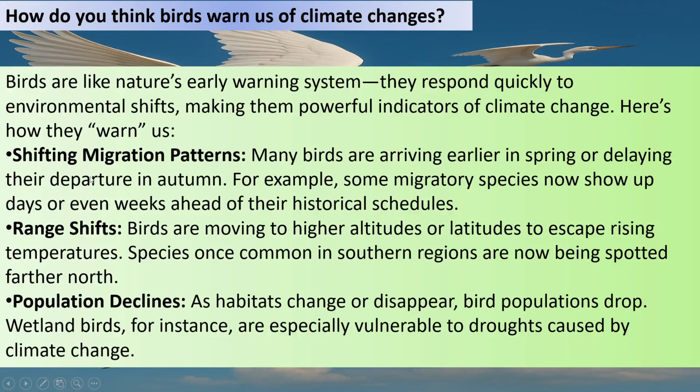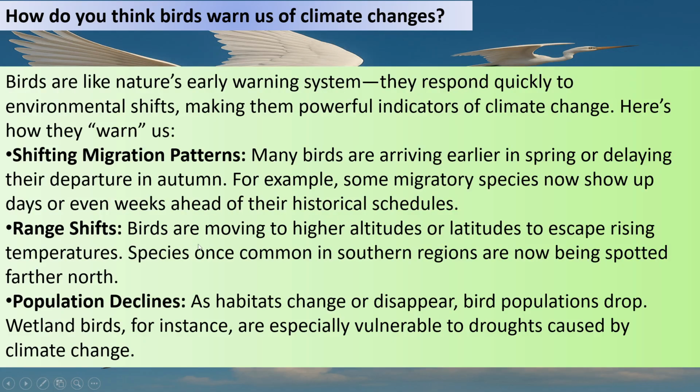How do you think birds warn us of climate changes? Birds are like nature's early warning system. They respond quickly to environmental shifts, making them powerful indicators of climate change. Here's how they warn us. Shifting migration patterns. Many birds are arriving earlier in spring or delaying their departure in autumn. For example, some migratory species now show up days or even weeks ahead of their historical schedule.